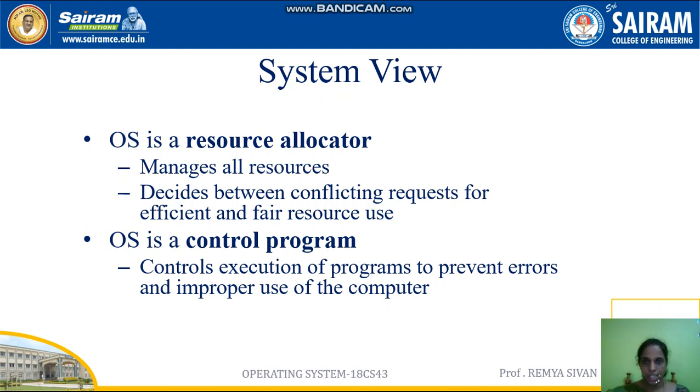And the second view is the system view. In system view, the OS is defined as a resource allocator and control program. As a resource allocator, it manages all resources, and the OS decides which user can use a particular resource for now. All those things are decided by the OS as a resource allocator. So the OS decides between conflicting requests for efficient and fair resource use. And the OS as a control program controls execution of programs to prevent errors and improper use of the computer.